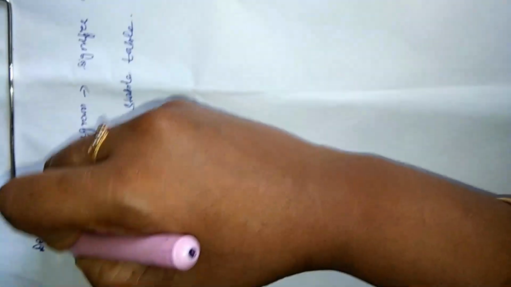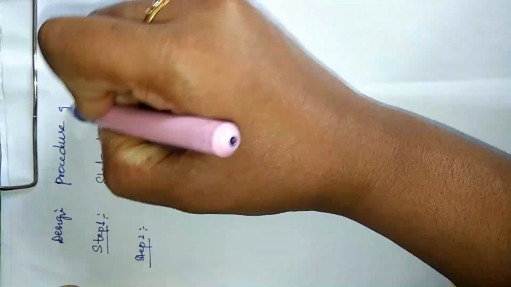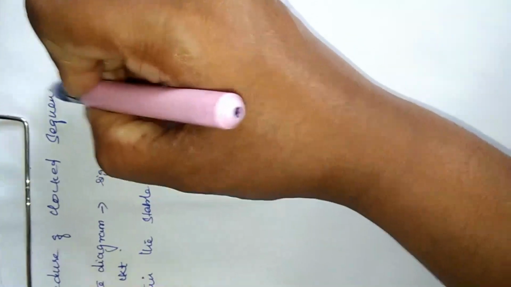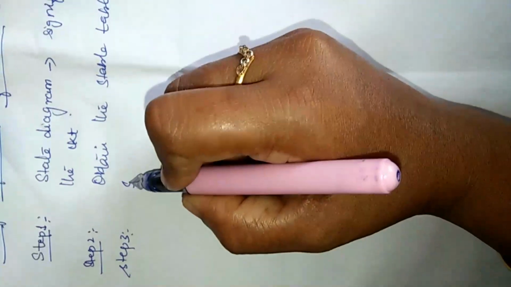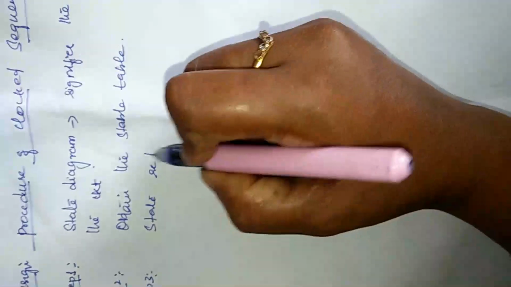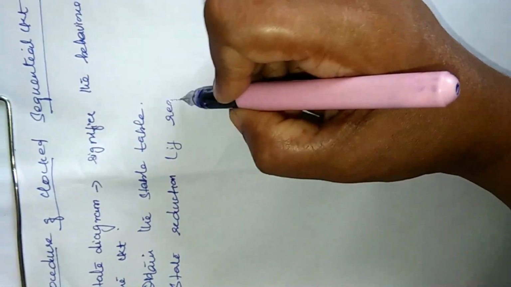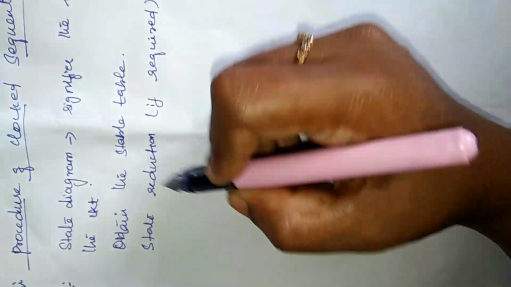So let me write the topic. It's a design procedure of clocked sequential circuit. Step 3 is state reduction. This state reduction is done only if required, and it is nothing but if any state gets repeated, we'll have to reduce that. That is what is called state reduction.